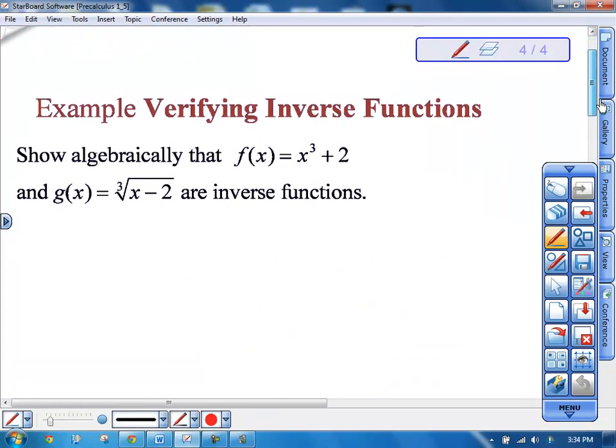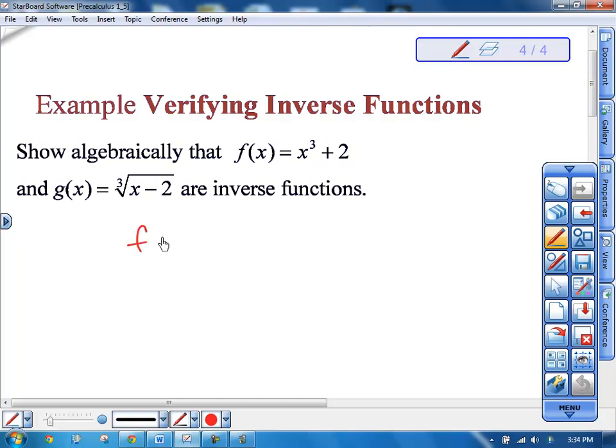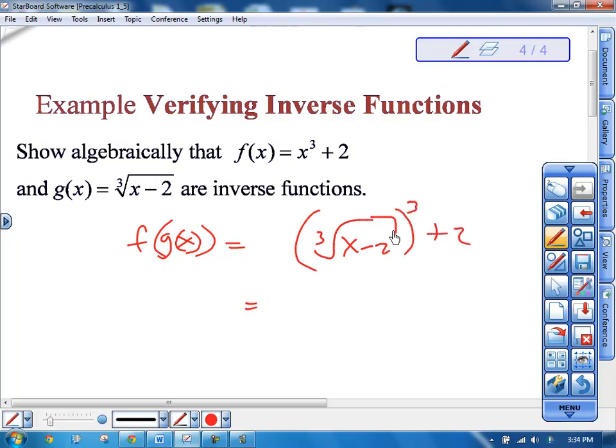All right. So if we want to verify that these are inverses of each other, we'd have to do f of g of x. g of x is the cube root of x minus 2. Now when I plug that in here and cube it and add 2, that gives me x minus 2 plus 2, which just gives me x. So that verifies one part of it.